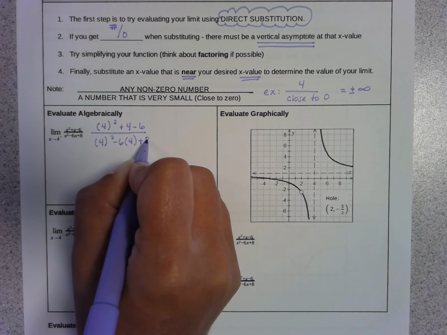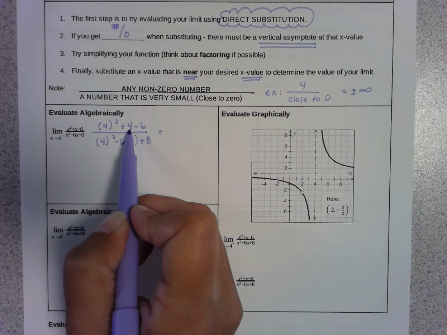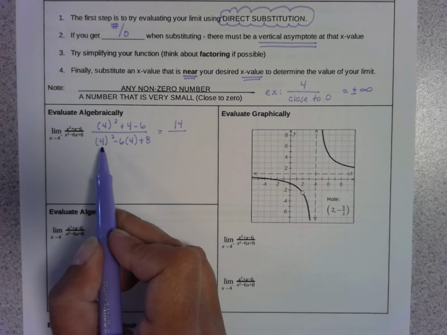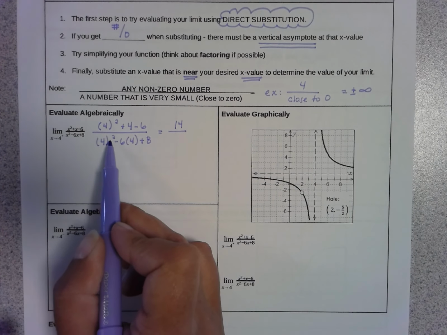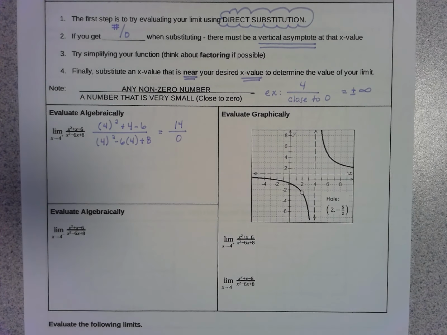If I were to simplify here, I would have 16 plus 4, which is 20, minus 6, which is 14. And if I were to evaluate the denominator, I have 16 minus 24, which is negative 8, plus 8, which is 0. You are not allowed to divide by 0, but this is not indeterminate. Indeterminate would only be if this was 0 over 0. So instead, we have a situation where we have a number divided by 0, which means there must be a vertical asymptote near that number.